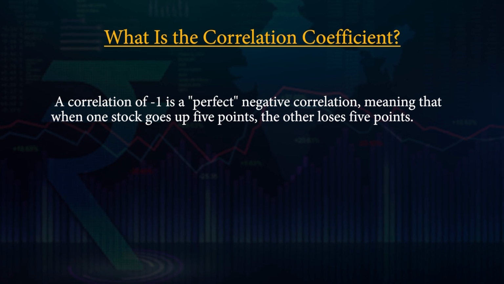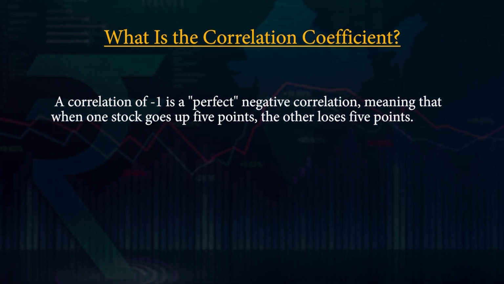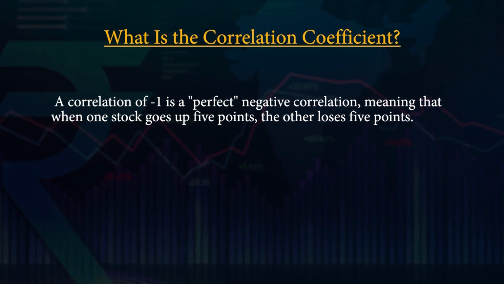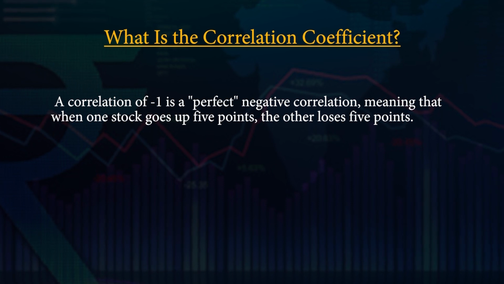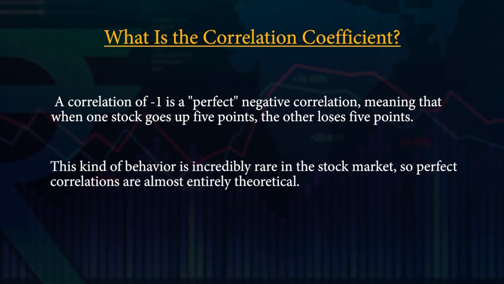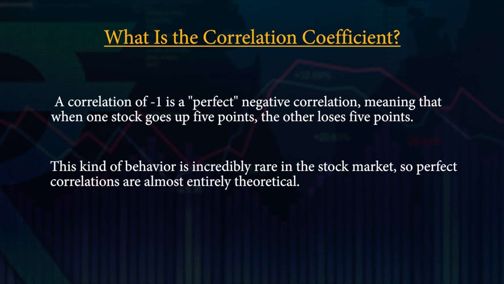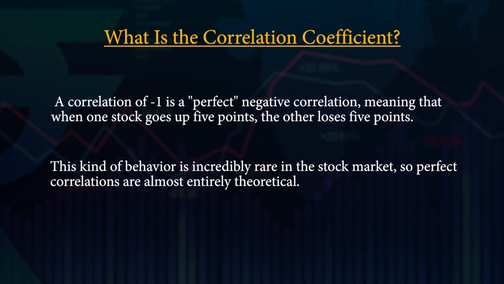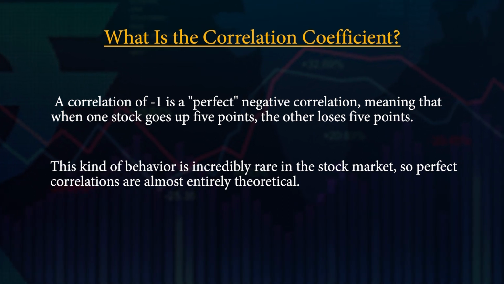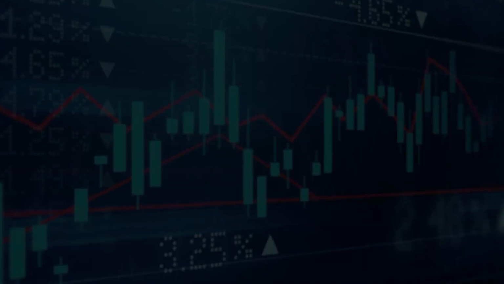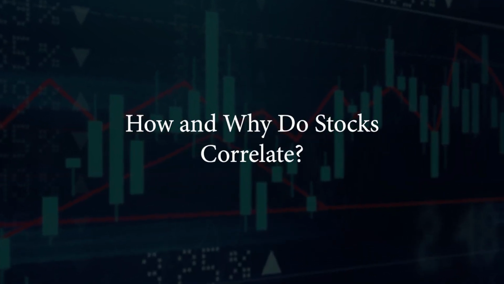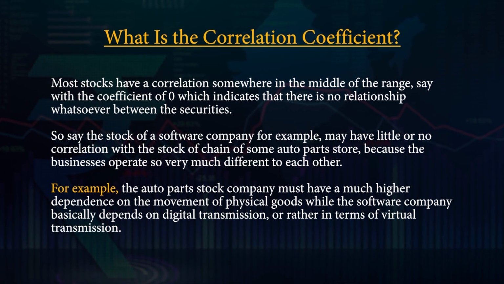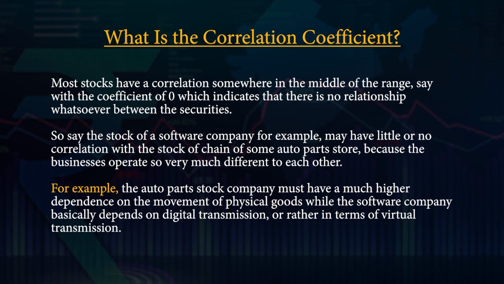And if there is a correlation of -1, it is a perfectly negative correlation, meaning that when one stock goes up 5 points, the other loses exactly 5 points. This kind of behavior is incredibly rare in the stock markets. So the perfect correlations that I've just explained are almost entirely theoretical in nature. Now, we need to understand how and why these stocks correlate. Most stocks have a correlation somewhere in the middle of the range, say with a coefficient of 0.